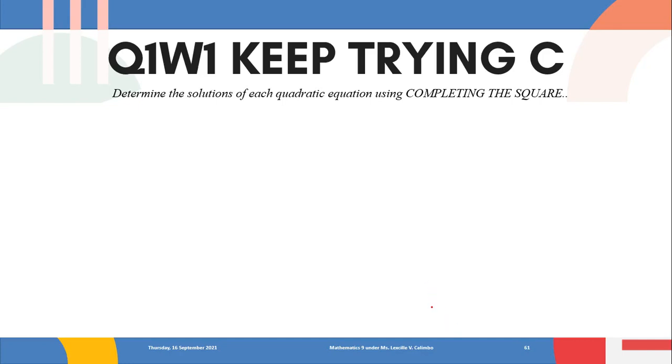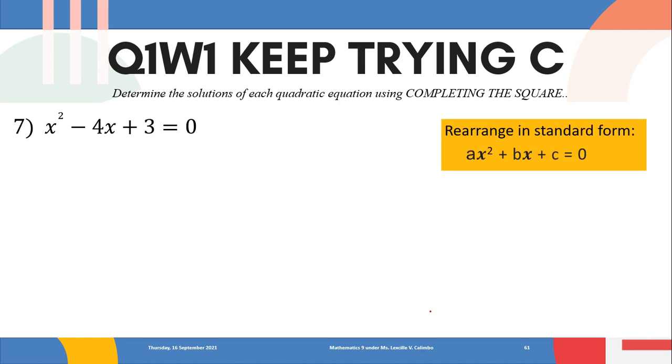Keep trying C. Determine the solution of the quadratic equation using completing the square. Let's try item number 7. First step, rearrange in standard form. We skip this kasi nasa standard form na siya. Second, divide each term by A. But since A, or the leading coefficient here, is just the invisible one, we skip this step.